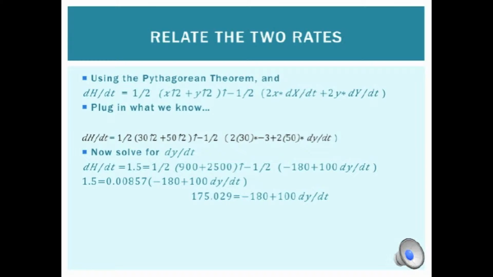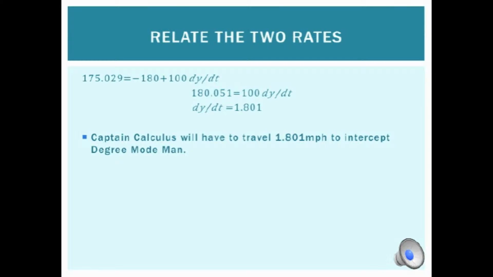1.5 equals 0.00857 times (negative 180 plus 100 dy/dt). 175.029 equals negative 180 plus 100 dy/dt. 180.051 equals 100 dy/dt. dy/dt equals 1.801. Captain Calculus will have to travel 1.801 miles per hour to intercept Degree Mode Man.